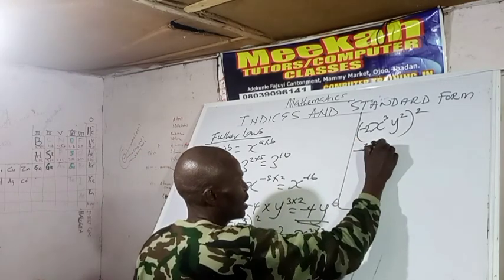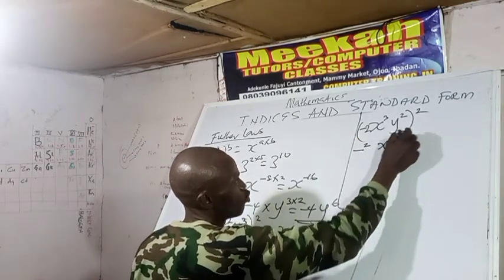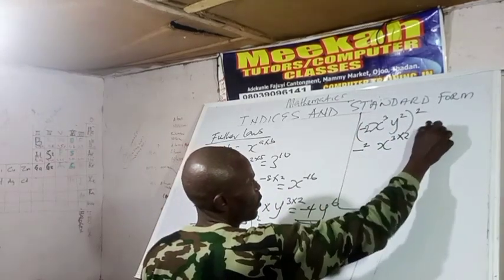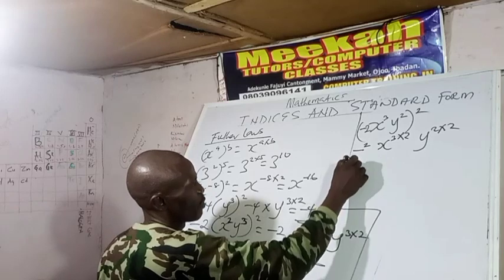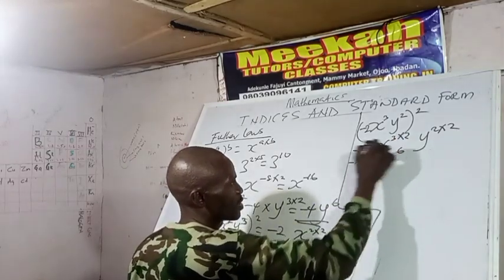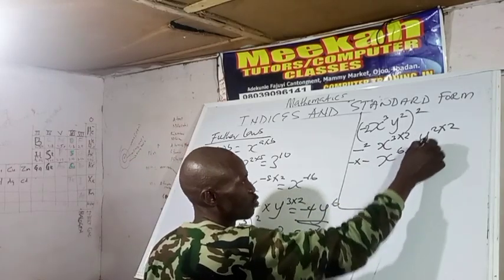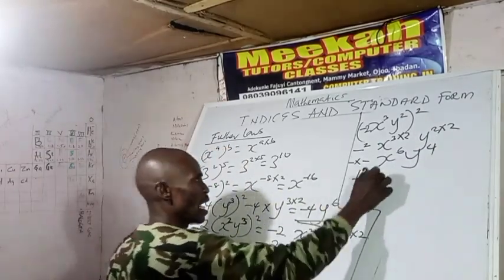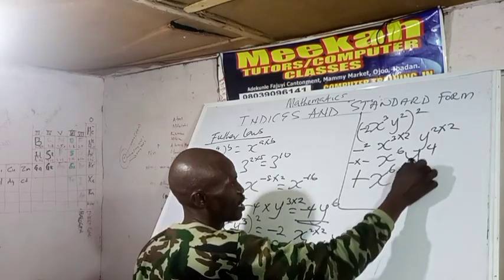Number 1, x raised to power 3 times 2, because of the law of indices, that's how you have to do it. Y raised to power 2 times 2. This one becomes what? Minus times minus. X raised to power 3 times 2, what do you have? 6. Y raised to power 2 times 2, what do you have? 4. Minus times minus will give me plus. X raised to power 6, y raised to power 4.